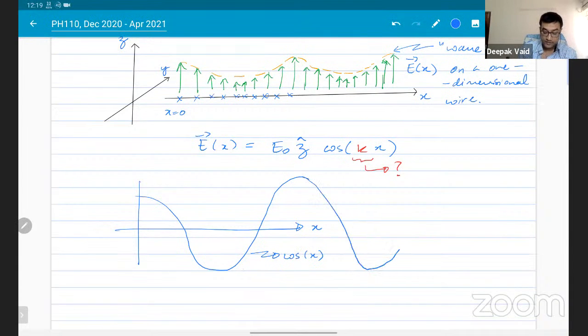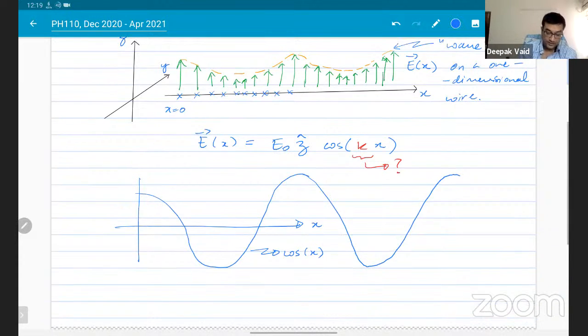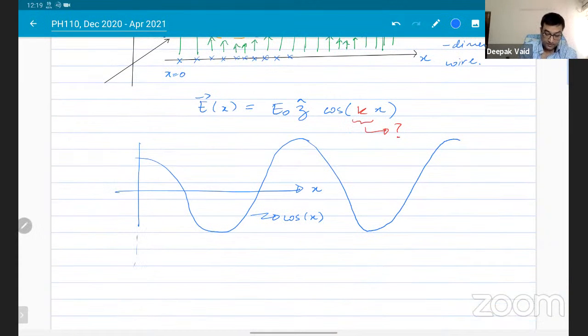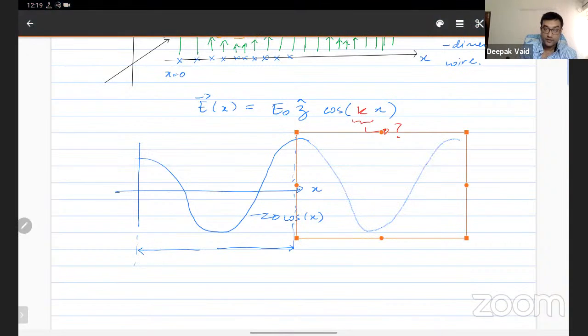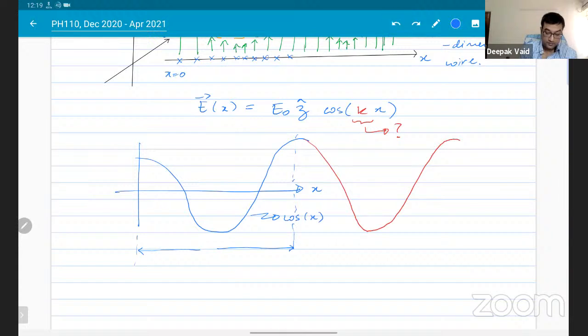The wavelength is given by the distance after which the wave repeats itself, right? So in this case, the wave repeats itself from this point onwards over here. These are the two points between which the wave repeats, right?